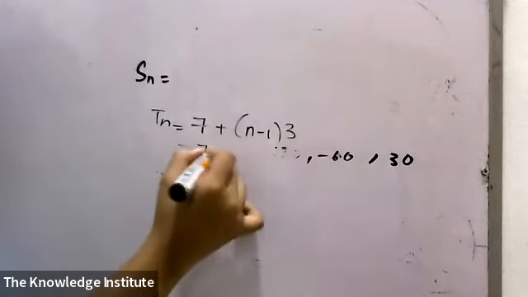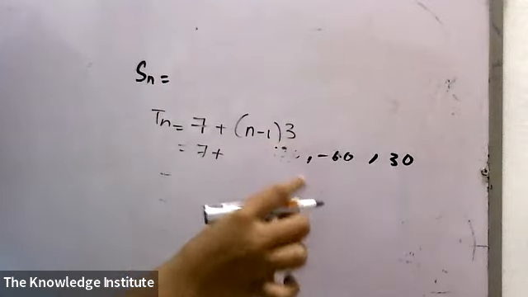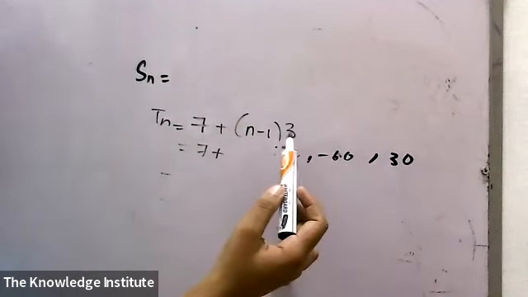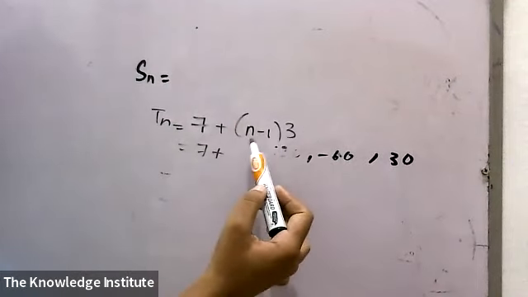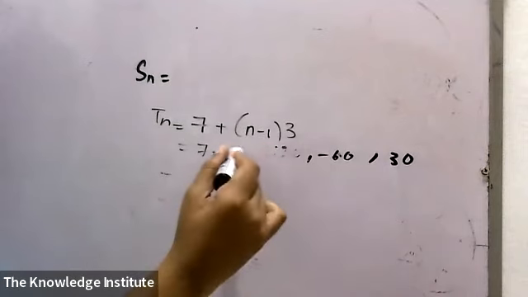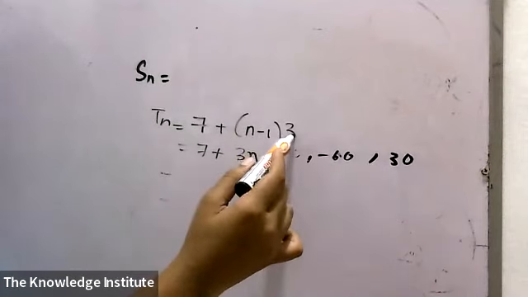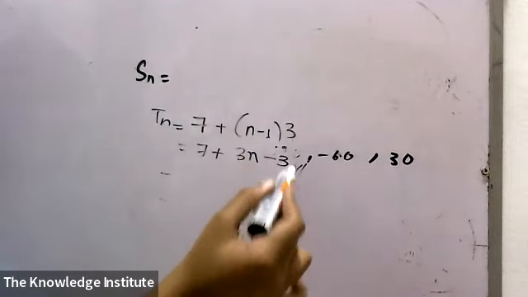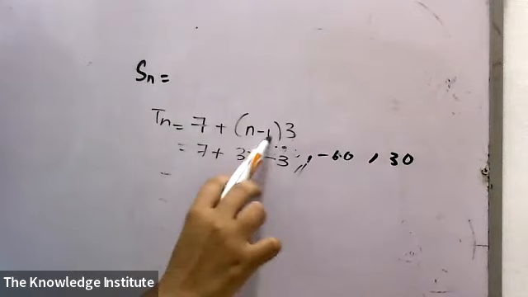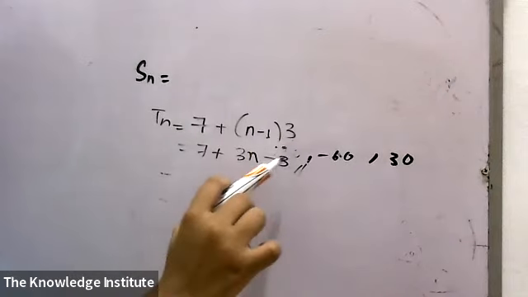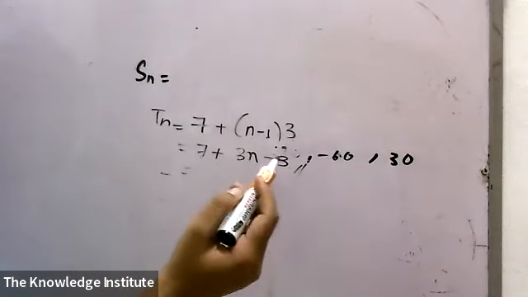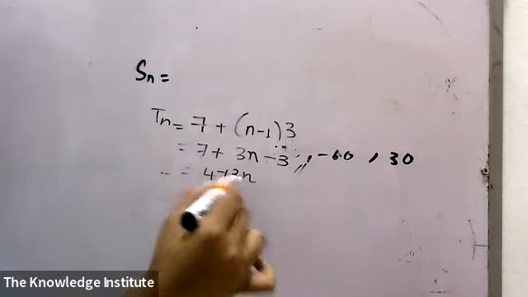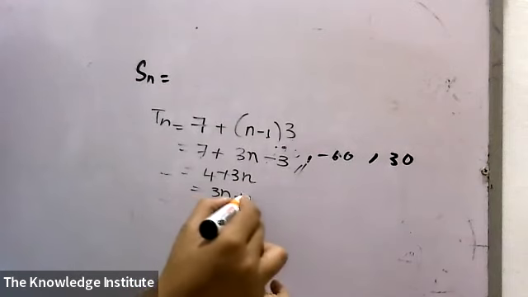Now tell me, you have 7. You have to remove the bracket. Whenever you have a bracket and outside that a digit, that term will belong to both the digits inside the bracket. n into 3 is 3n. Minus 1 into 3 is, 1 into 3 is 3. Plus into minus is minus. From 7, can you subtract 3? Yes. Therefore, your answer will be 4 plus 3n, or 3n plus 4.